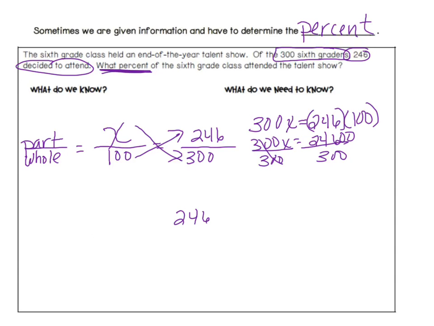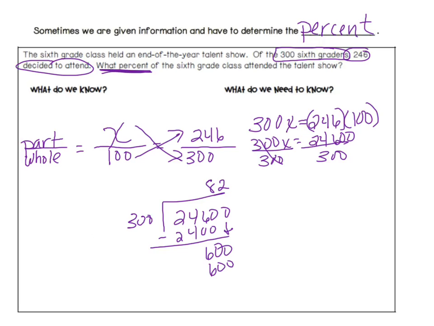So 24,600 divided by 300. It's going to go 8, which would be 2,400. Subtract, and we have 60 left over, so we bring down this 0. 600 divided by 300 is 2, which is 600. So then X is equal to 82%.